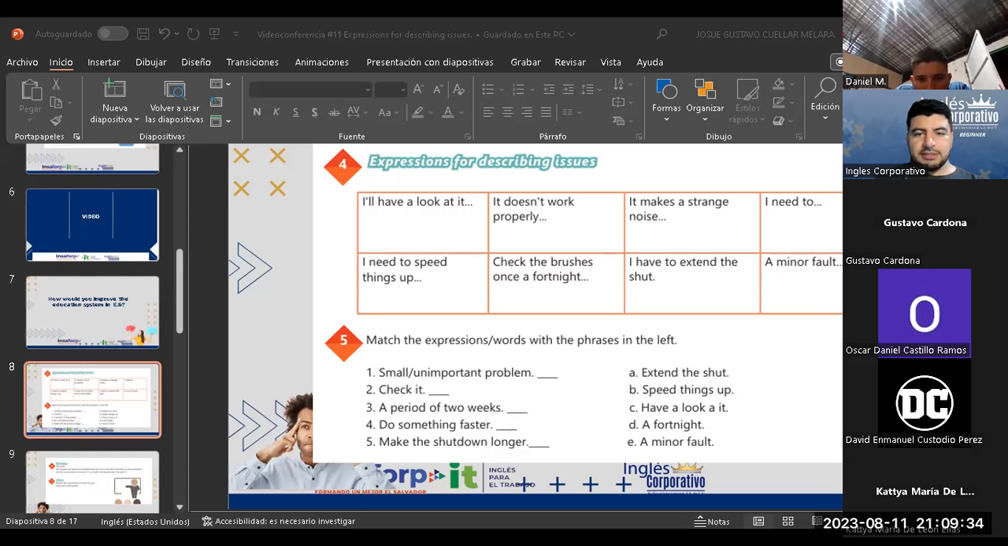Okay, let's see. Maybe we can have some options for this. Let's ask Rosalie. Hello, Rosalie. Good evening, teacher. How are you tonight? Okay, what do you have for number one? Number one, small, unimportant problem. Letter E. A minor fault. Minor fault, yes. Una falta menor, pequeña. Thank you. Yes, that's correct.